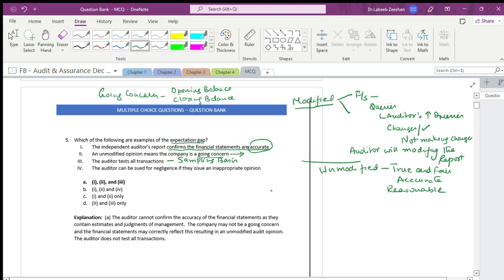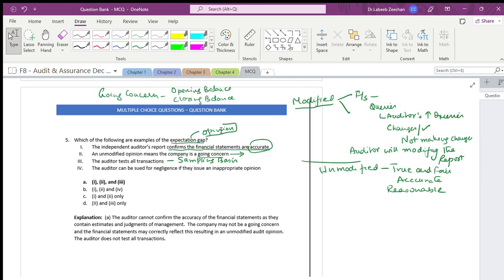Is it right? What is the expectation gap? See, you cannot say it is going to be correct. You are giving an opinion. When you are talking about the expectation gap, it all depends on the opinion. Definitely, what will happen? Between the opinion and the end result, there will be some gap.